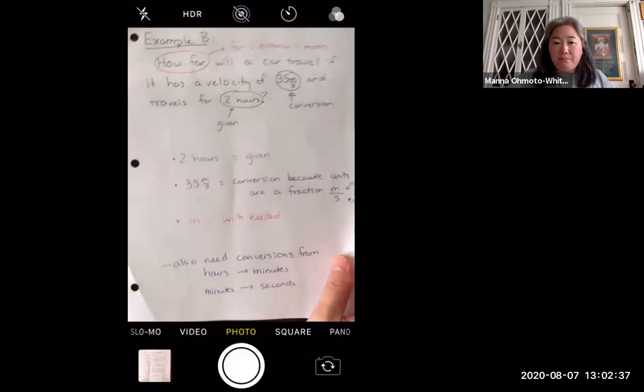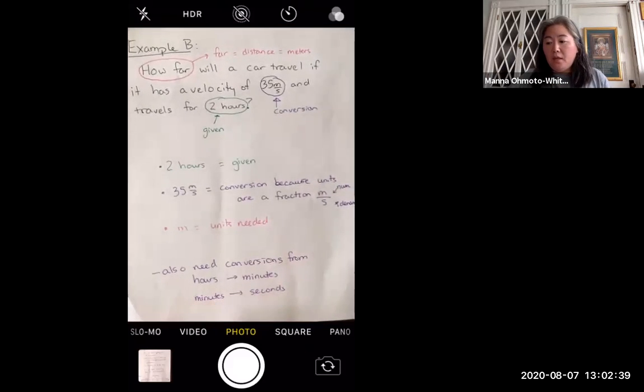Example B. Here's one where it's a little bit more cloudy as to what is given and things like that. So an example would be, how far will a car travel if it has a velocity of 35 meters per second and travels for 2 hours? So figuring out what's given, what are the conversions, and what is needed is going to be the tricky part.